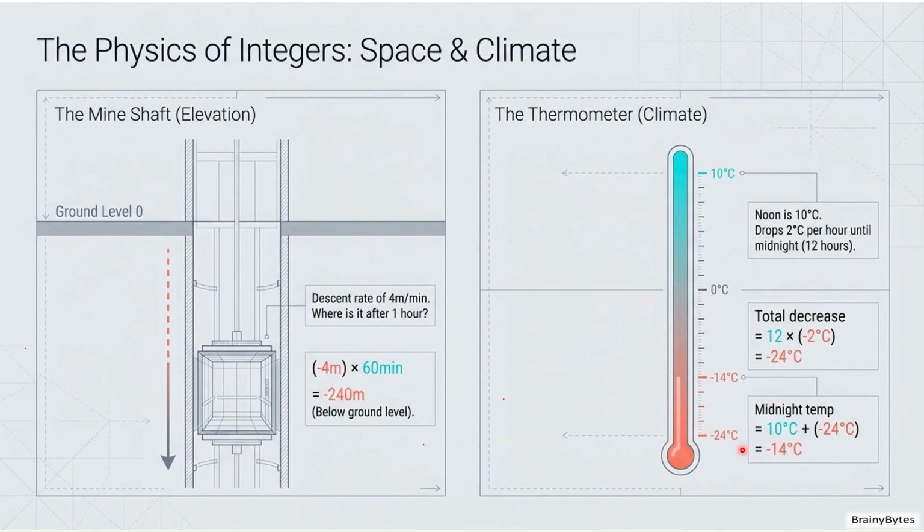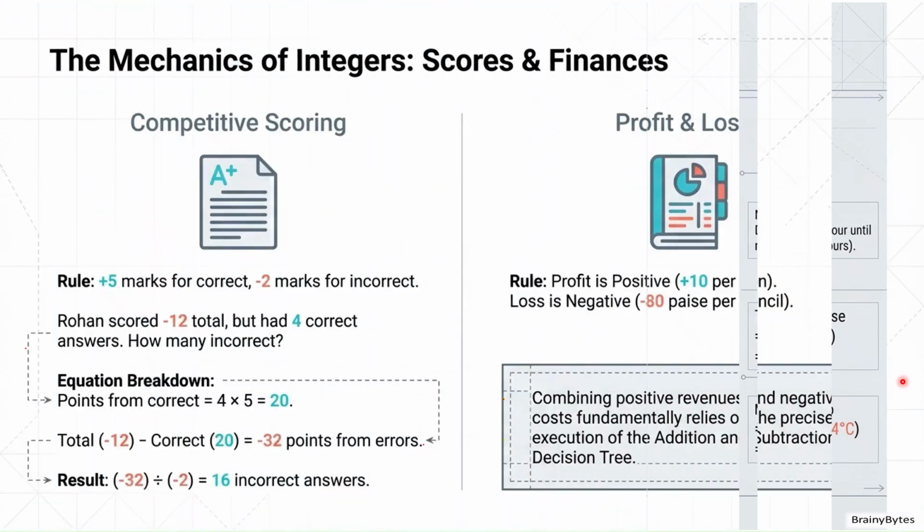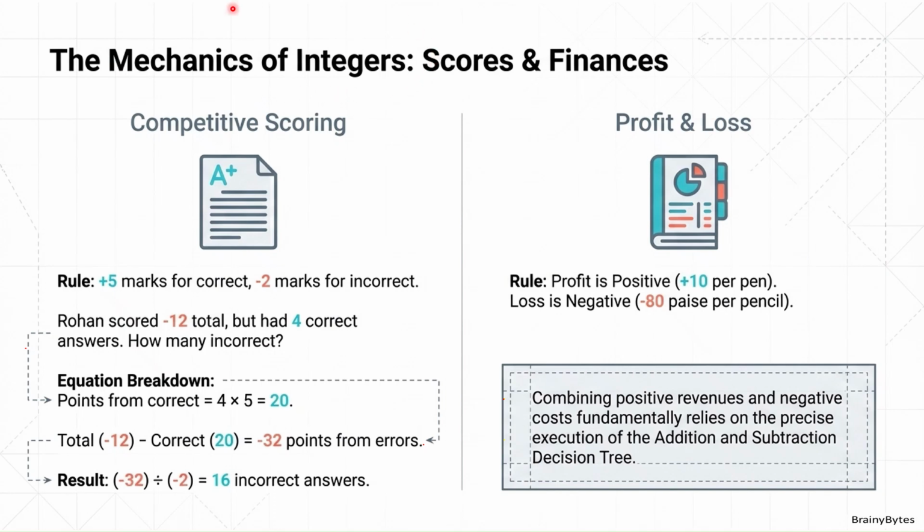Now, let's jump on to another case of thermometer. Here, we are given with the temperature at noon, which is 10 degrees Celsius, and it drops by 2 degrees Celsius per hour until midnight, which is a time span of 12 hours. From this detail, we can find the total decrease in temperature and finally add it to the original temperature to get the final result. So whenever you are asked to find the final temperature, make sure that you add the decrease or the increase in temperature with sign to the initial temperature. With same concepts in mind, let us jump on to the next slide. Here we have the mechanics of integers.